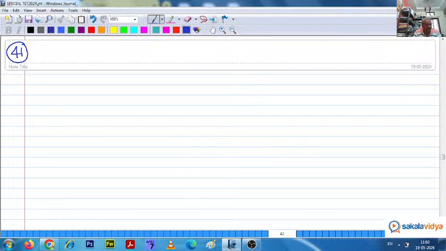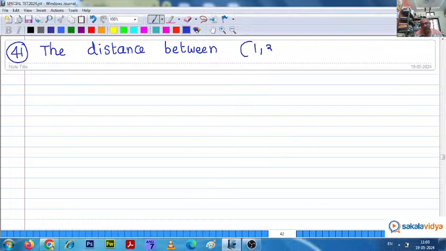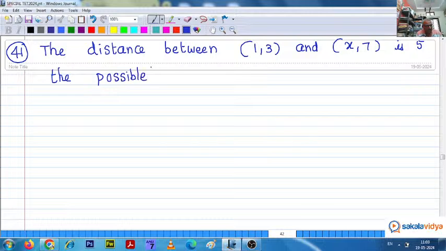Let us move to the next question. 41. The distance between (1, 3) and (x, 7) is 5. The possible values of x, x is or are.